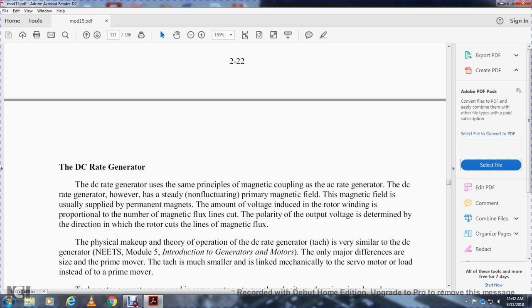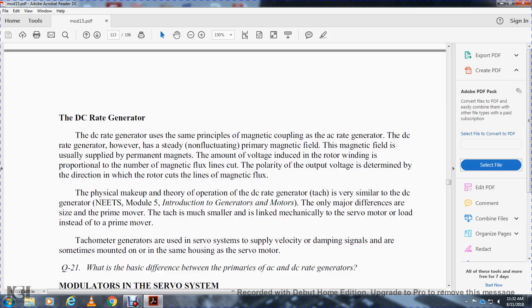The polarity of the output voltage will determine the direction of the rotor's cutting of the lines of magnetic flux. The physical makeup and theory of operation of the DC rate generator are very similar to the DC generator, covered in NEETS Module 5, Introduction to Generators and Motors. The only major difference is that the primary mover is replaced by the mechanical servo motor load.